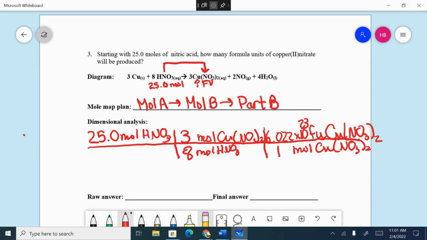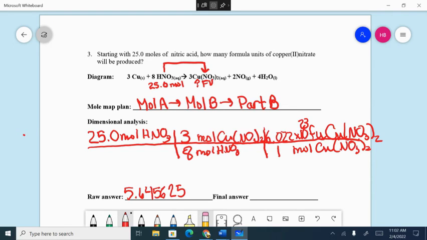goes with formula units. So in your calculator, you're going to type in 25 times 3 times 6.022. We're going to use the exponent function, don't forget. And then we're going to divide by 8. 5.645625. And then forgetting to look over to the right and seeing that there's an exponent there. If you answer this, it is wrong.